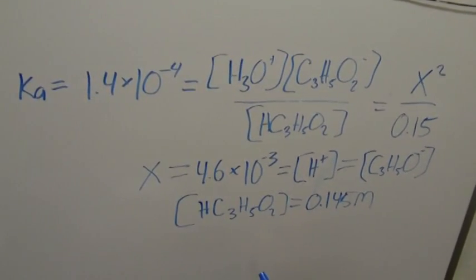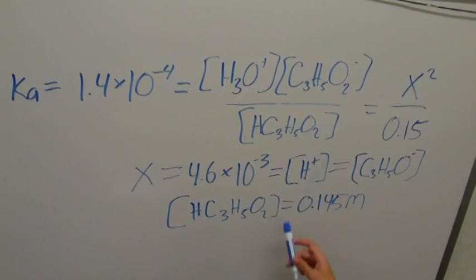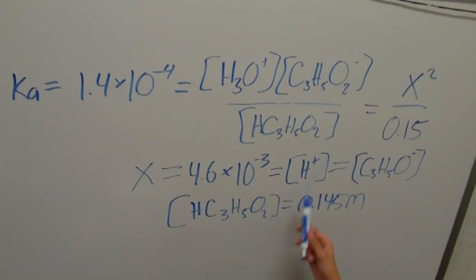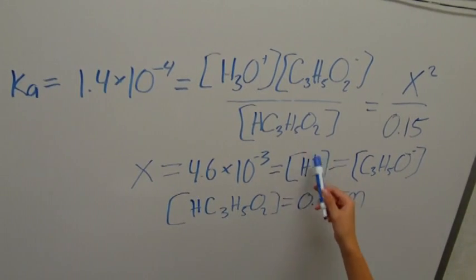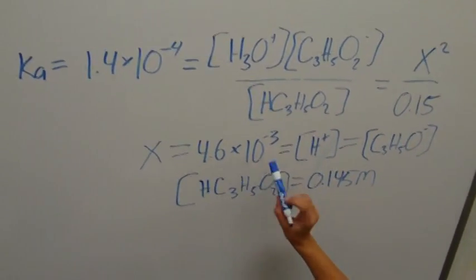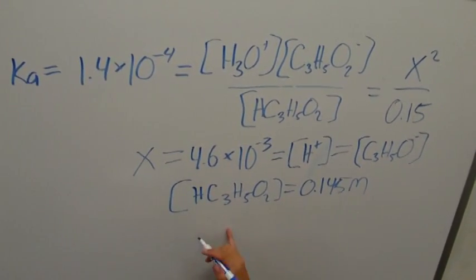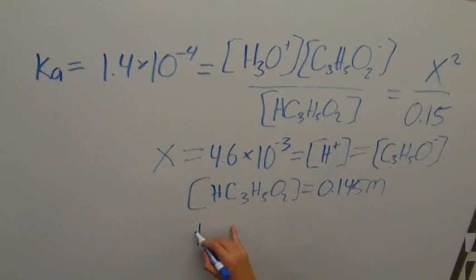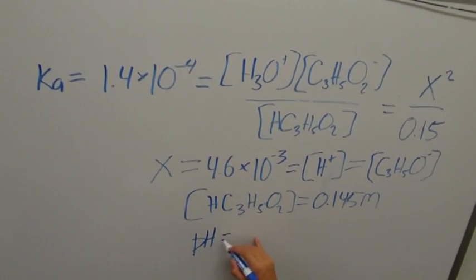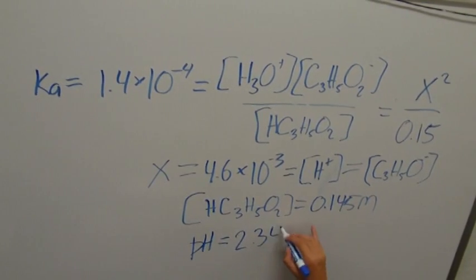And then they also want to know the pH. So to get pH, you just take the negative log of the hydrogen ion concentration. So the negative log of that number is going to be equal to 2.34.